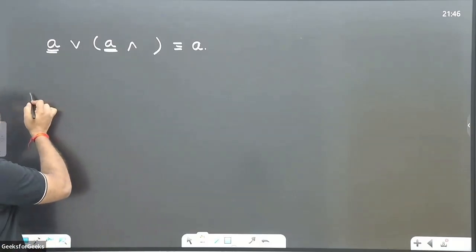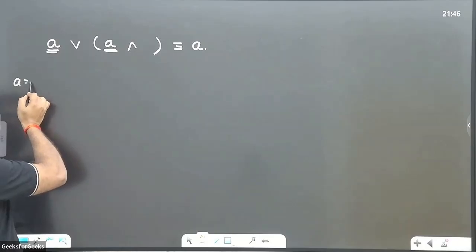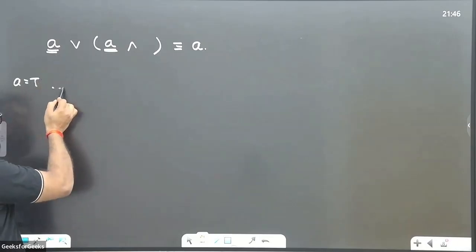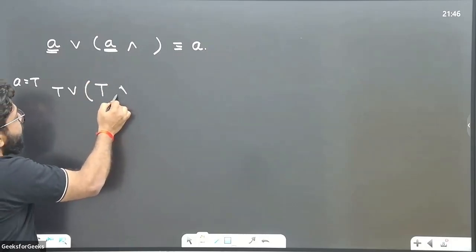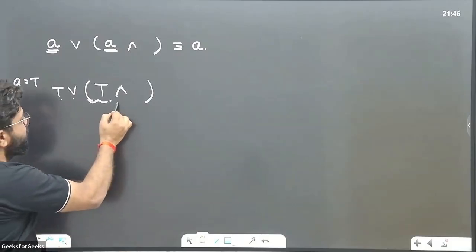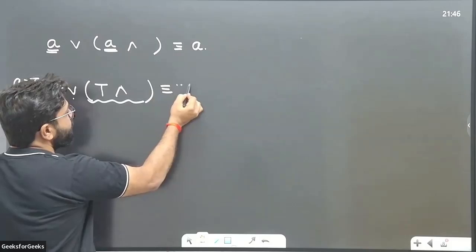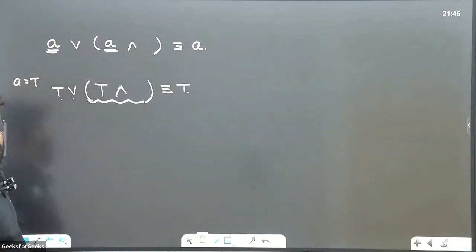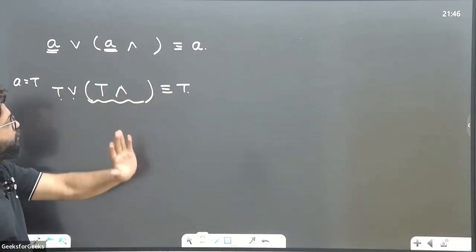Now suppose, why are you getting this answer? For example, if I put the value of A as true, then A becomes true, and A becomes true here too. As you can see, the or has seen true, so it does not matter what you write in the rest; the whole statement will become true. So if you put the value of A as true, the whole statement becomes true.